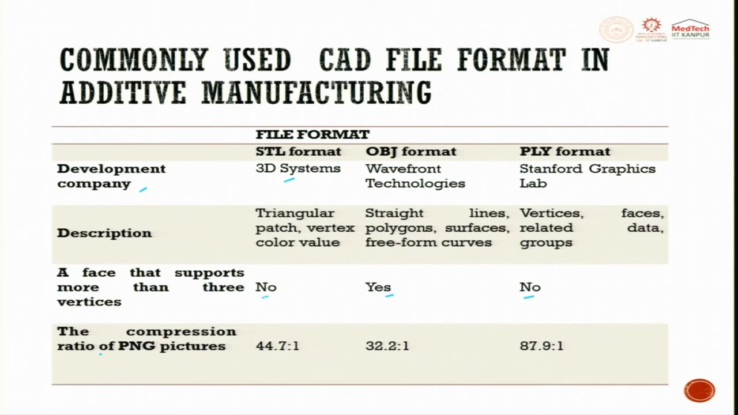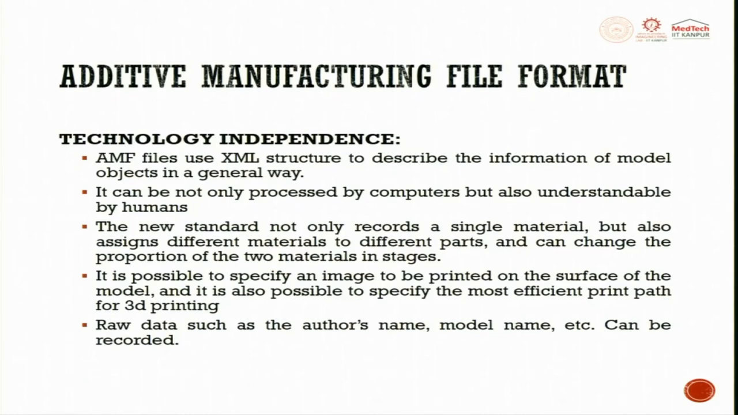The maximum compression ratio of a PLY file is 44.7:1. Here OBJ is going to be 33.2:1 and STL 87.9:1. Why is this very important? Because this talks about how much size you can reduce so that you occupy less space in your CAD software. Topology independency.